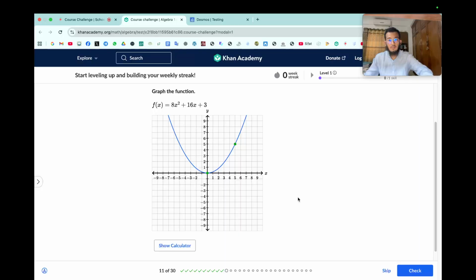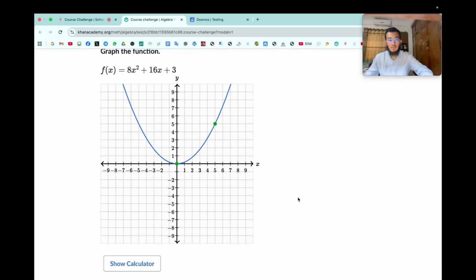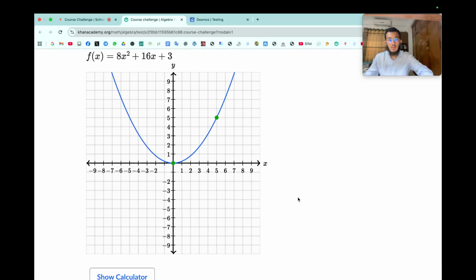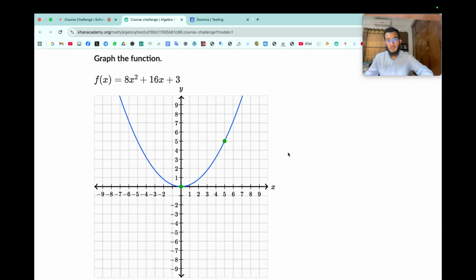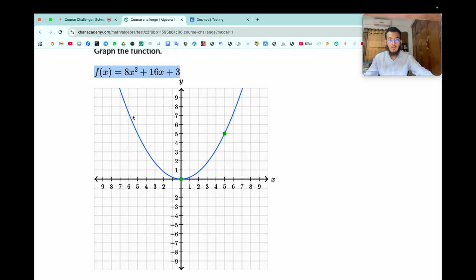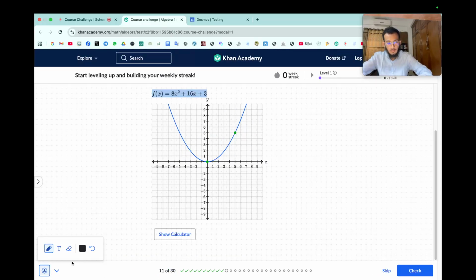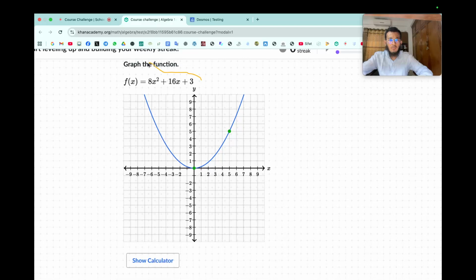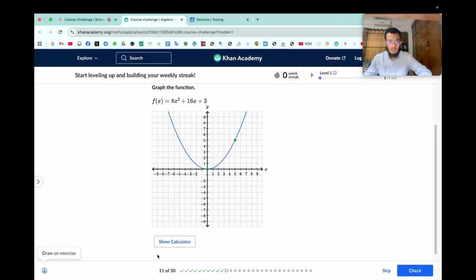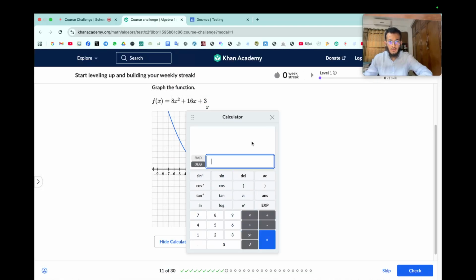Okay, so they have asked us to graph the function. So we'll have to graph the function, and we have a calculator. So what we can do is find the vertex of this graph first of all. And how do we do that? We complete the square, or we could just find the roots as well. Finding the roots would also aid us in this matter.